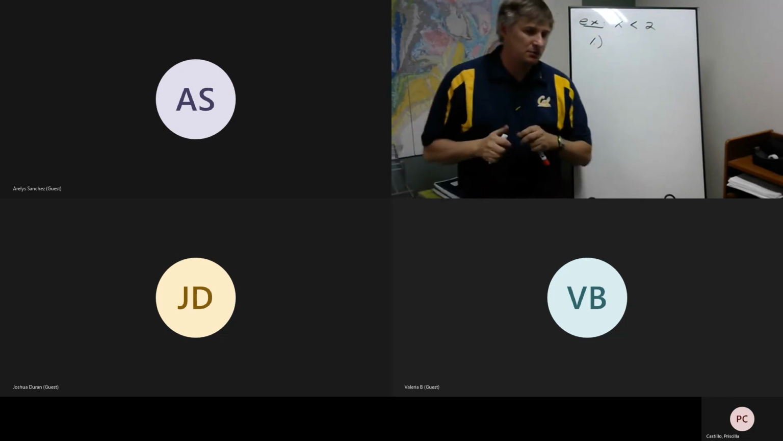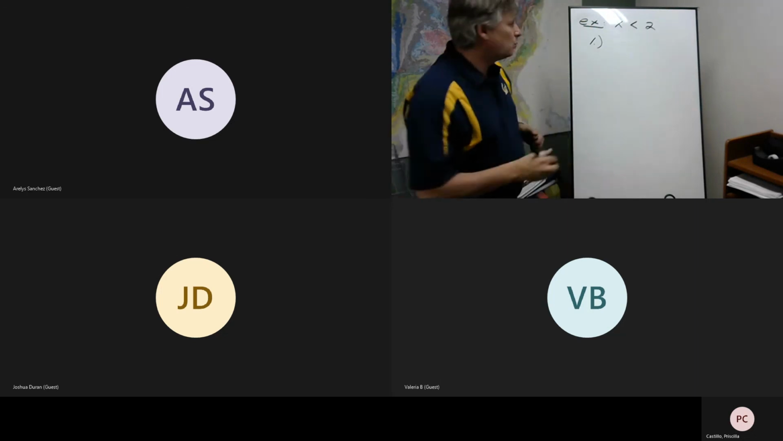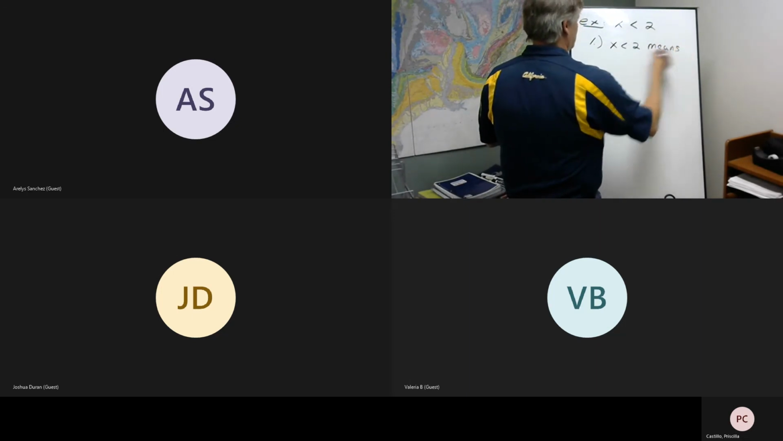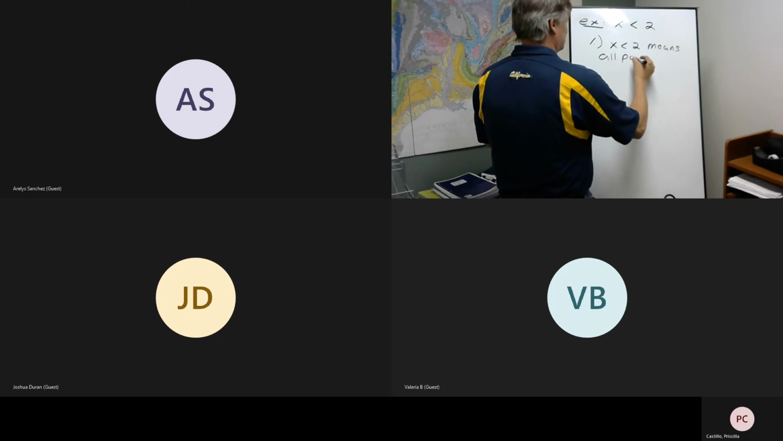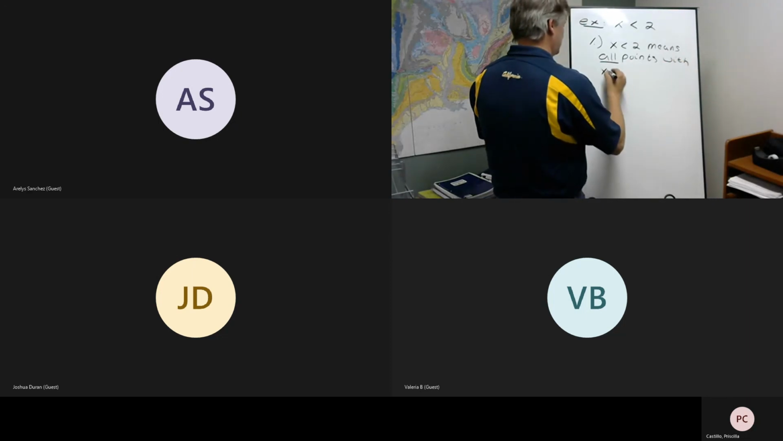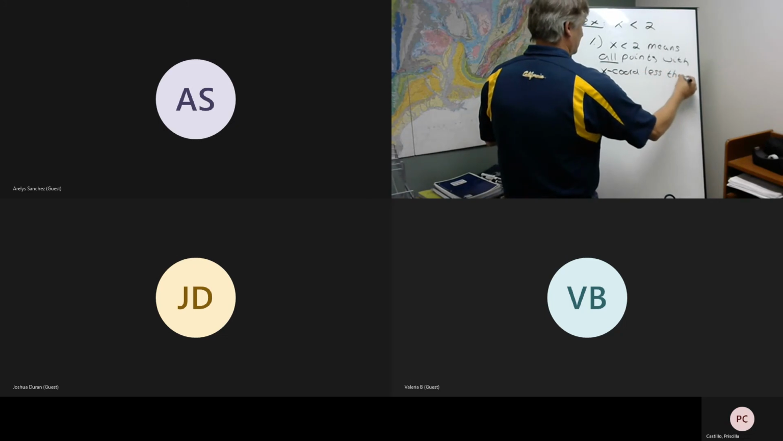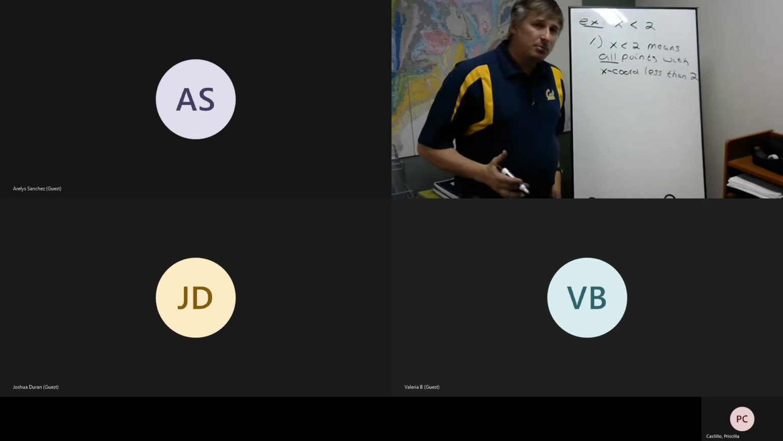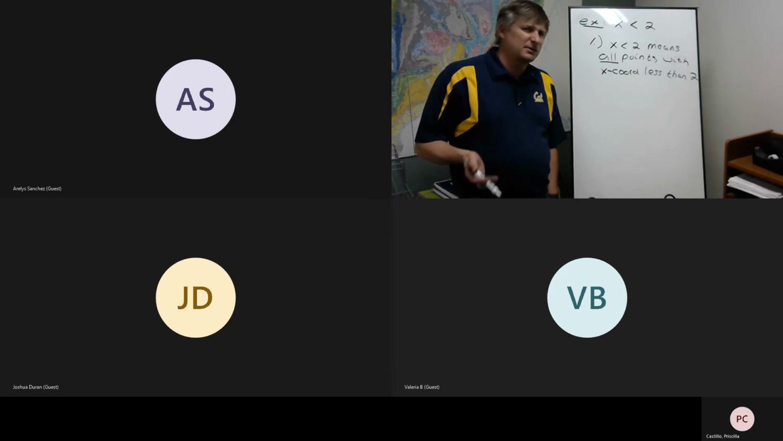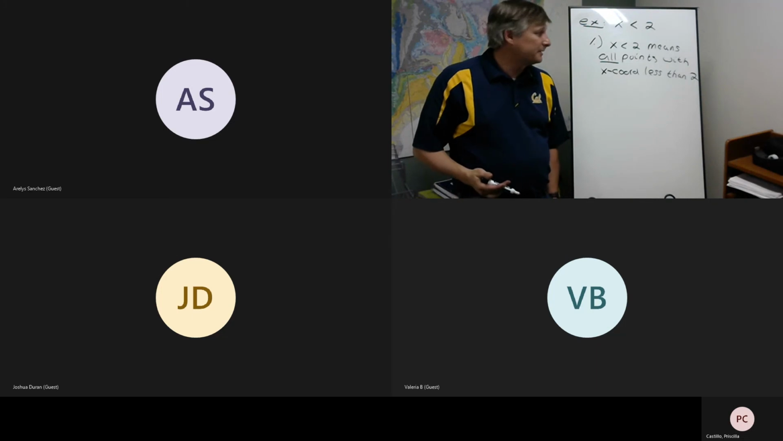And when you have x less than 2, we want to be careful. What we're talking about is the Cartesian plane. It means all points with an x-coordinate less than 2. So we're not talking about the number line. This looks like something you would see on the number line, but this is actually a set of points in the Cartesian plane.